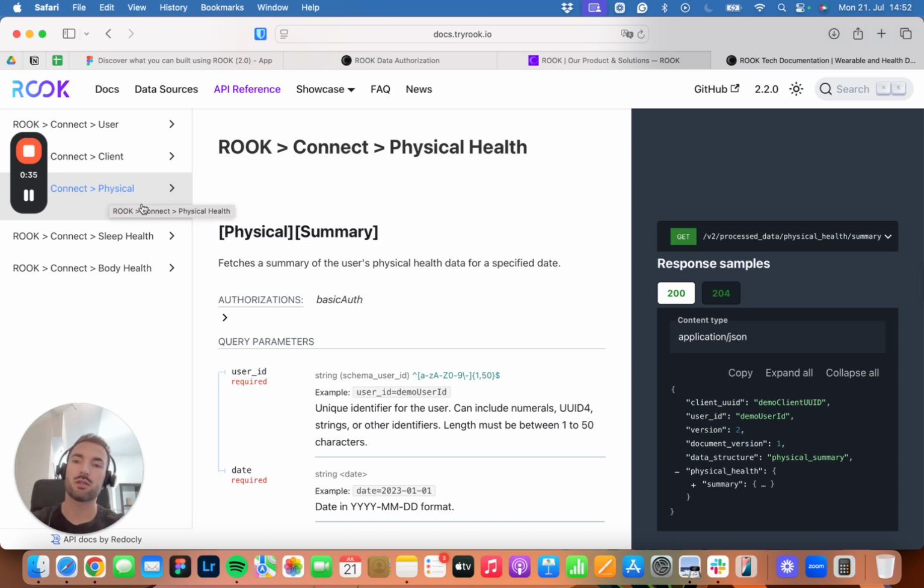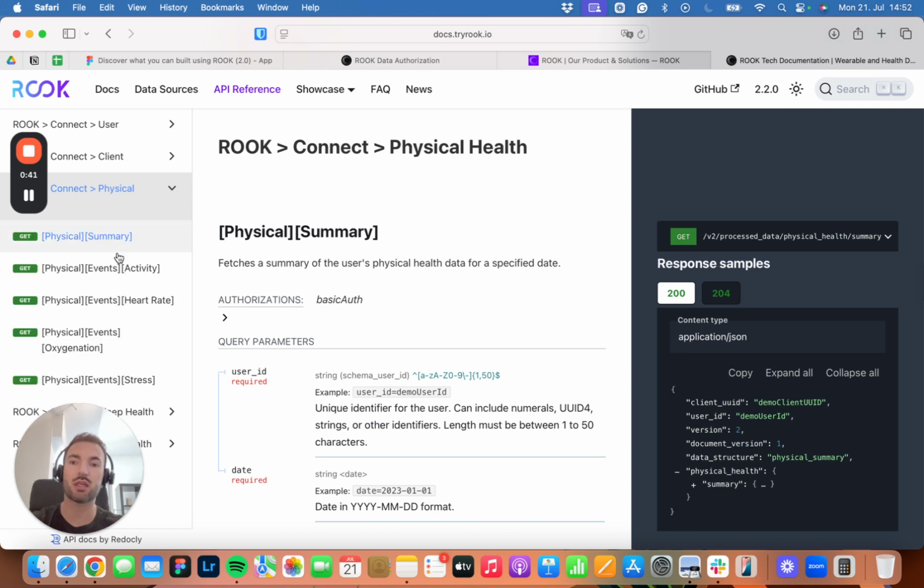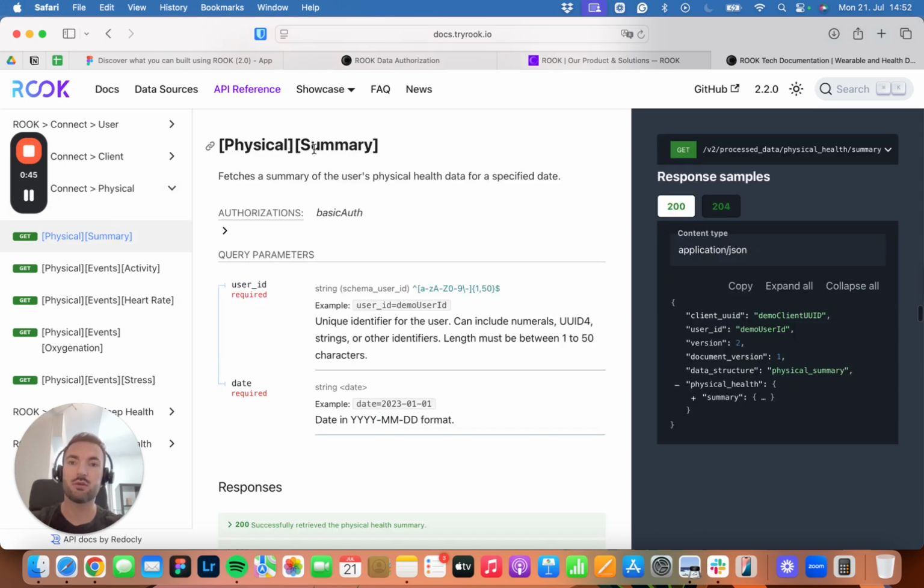So we have the data structured into three core pillars: physical, sleep, and body. And then within each of those, we will find summary and event data. In this first example here, we're looking at summary data. What is the difference between summary and event data? Summary data is at the end of a certain period of time. In this example, physical activity, it's at the end of the day. We have a summary that includes all the information of that day.